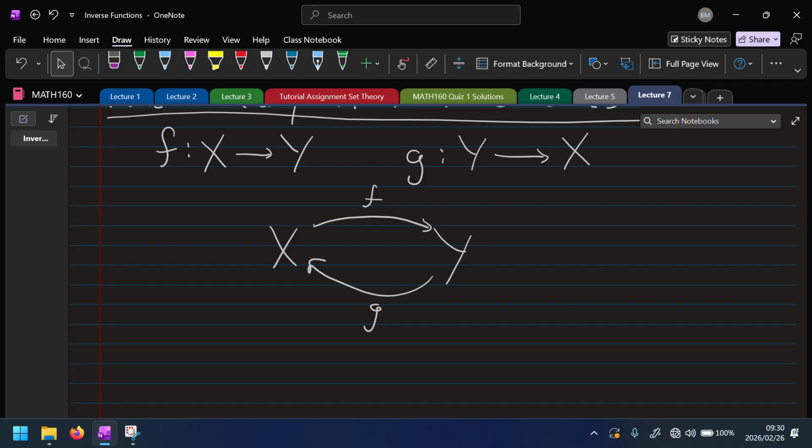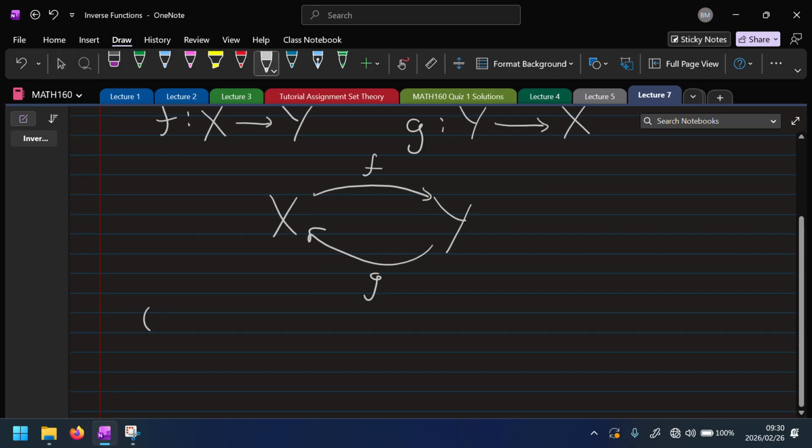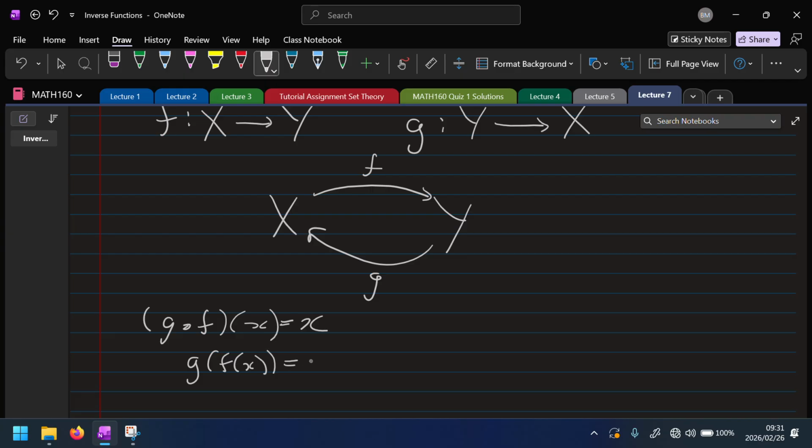Let's say we start in x, we go with f, then we go with g, so it's g after f for that direction. So g after f of x, and what do we want? We want to end up back in x. So this must equal x. So g of f of x is equal to x. We call this a left inverse. So we've got a function f. g is a left inverse because we get back to x. Did everyone see that? Good.